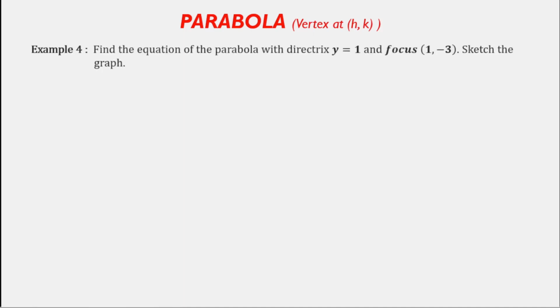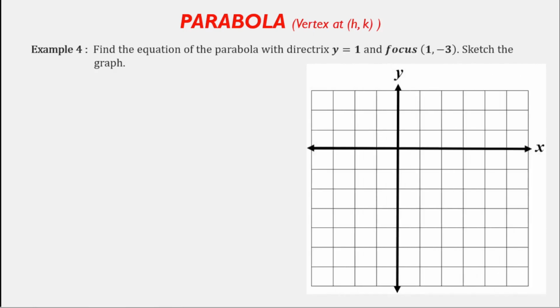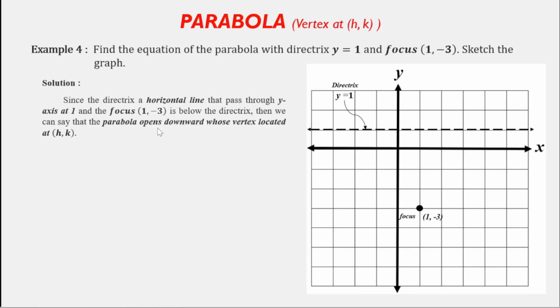Example number 4. Find the equation of the parabola with directrix y equals 1 and focus at the coordinate (1, -3). Sketch the graph. This is our directrix, y equals 1. And this is the plot of our focus, which is the coordinate (1, -3). Since the directrix is a horizontal line that passes through the y-axis at 1, and the focus at (1, -3) is below the directrix, we can say that the parabola opens downward, with vertex located at (h, k).